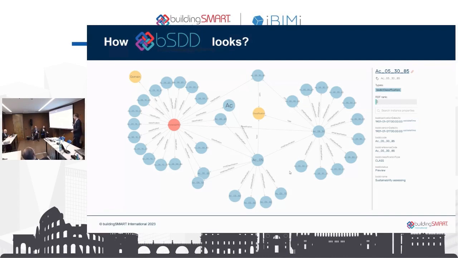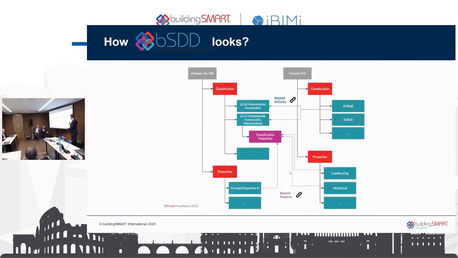But it's not maybe what most end users will see. Here we have, I borrowed this picture. This is a representation of the data inside bSDD, taken from the certification handbook. Here we see that in bSDD, we can have domains with classifications. So, definitions of different concepts and properties, which could be attached or not attached to those.